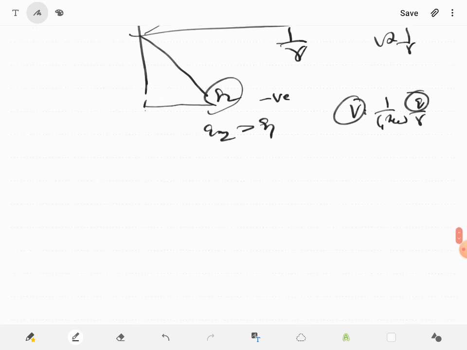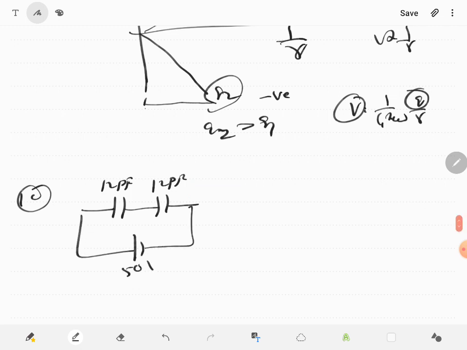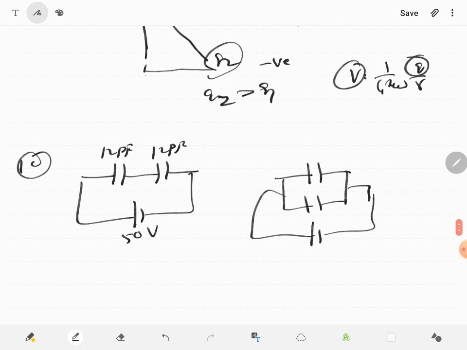So the 10th question. Two identical capacitors, 12 picofarad each, connected in series across a 50-volt battery. Calculate the electrostatic energy stored in the combination if they would be connected in parallel across the same battery. Find the value of energy stored in this combination.